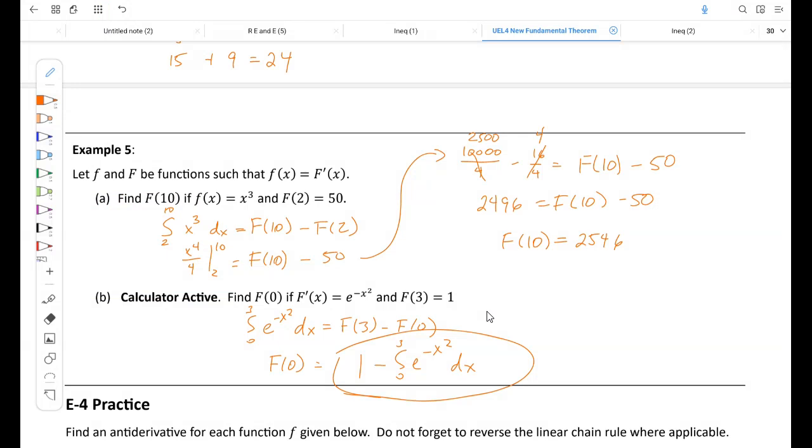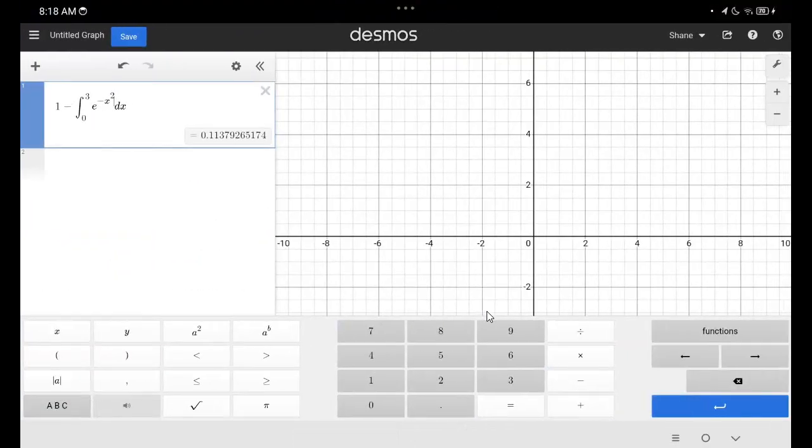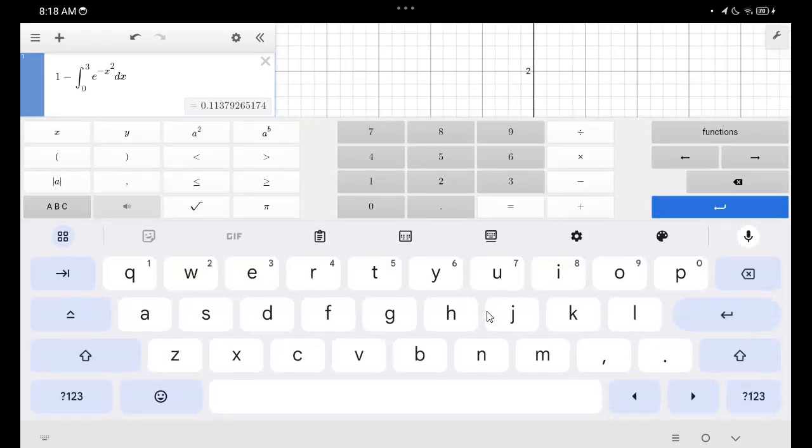You just write 0.114 and take the 15 minutes or so to get some practice here. 0.114, right from Desmos. Alrighty. Stops.